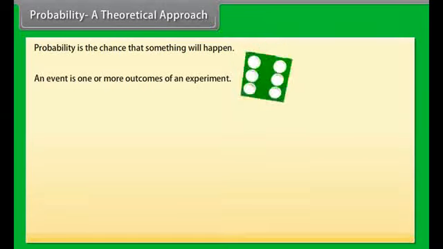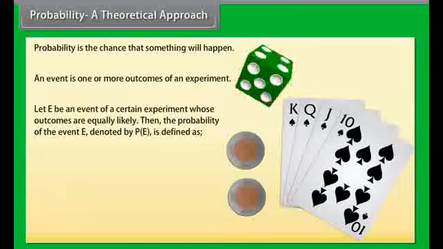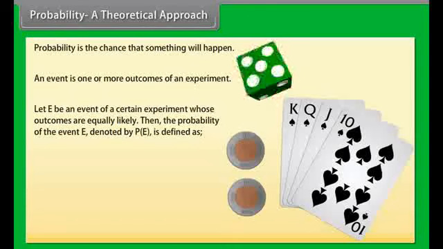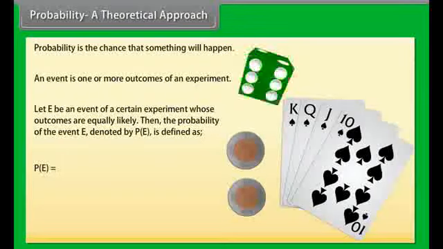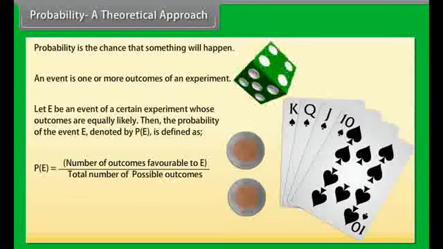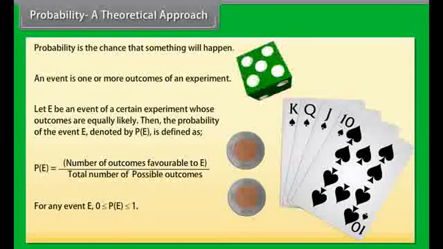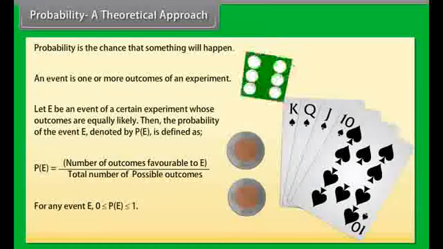Probability, a theoretical approach. Probability is the chance that something will happen. An event is one or more outcomes of an experiment. Let E be an event of a certain experiment whose outcomes are equally likely. Then the probability of event E, denoted by P(E), is defined as P(E) equals number of outcomes favorable to E divided by total number of possible outcomes. For any event E, 0 ≤ P(E) ≤ 1.